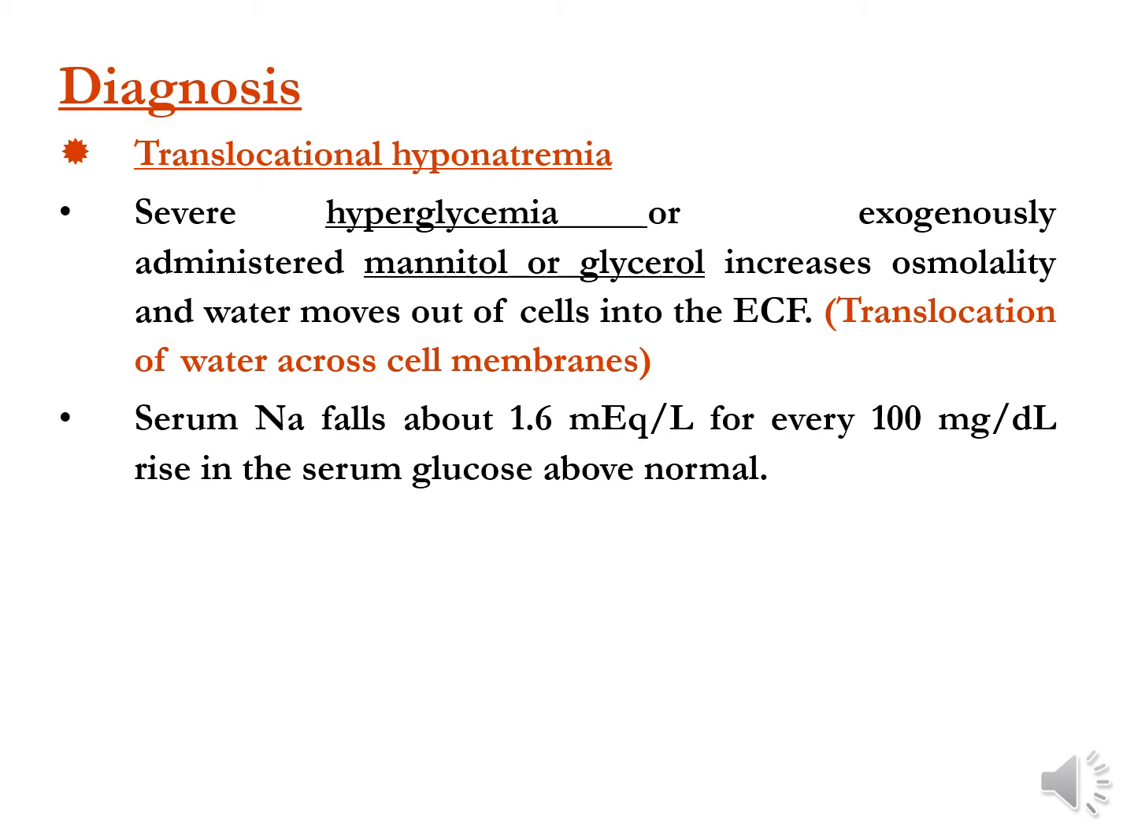Translocational hyponatremia occurs in severe hyperglycemia or with exogenously administered mannitol or glycerol, which increase osmolality, and water moves out of the cell into the extracellular fluid. It means translocation of water across the cell membrane. Serum sodium falls about 1.6 milliequivalent per liter for every 100 milligram per deciliter rise in serum glucose above normal.